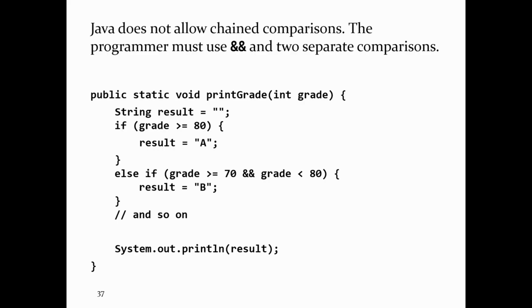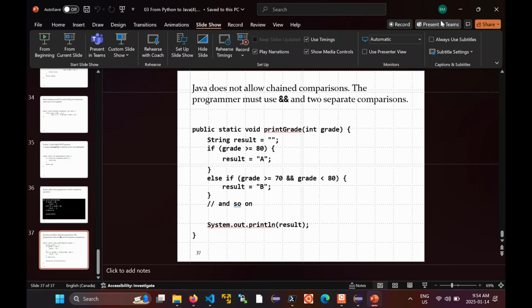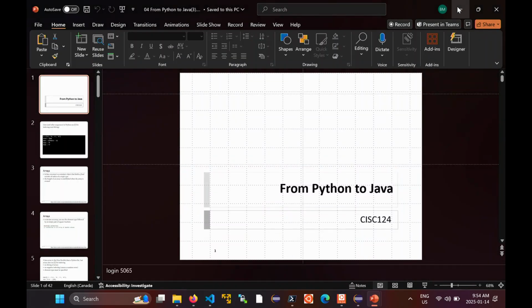Okay. So that's it for if statements. So if you can write a Python if statement, you can write a Java if statement as long as you remember all the syntactic differences. Right? There's no big difference between the two kinds of if statements. Right. All right. So we're going to move on to deck number 4, which is also called From Python to Java, but it's slide deck number 4.